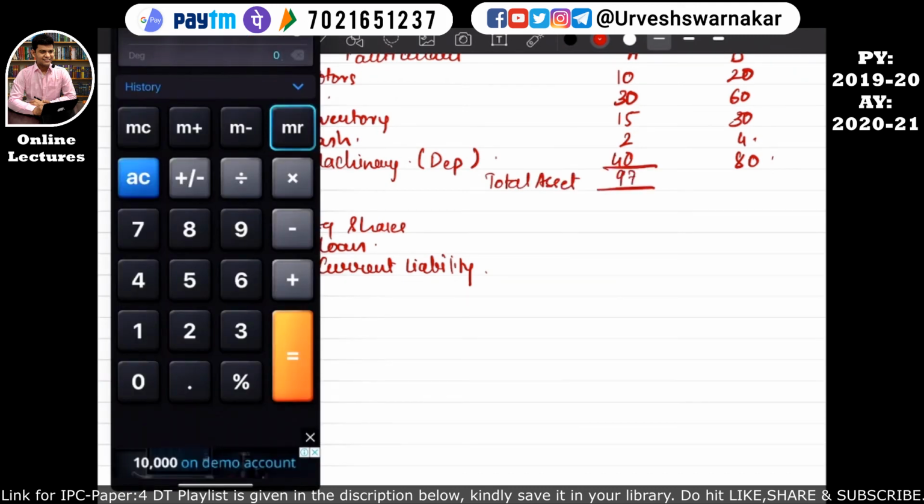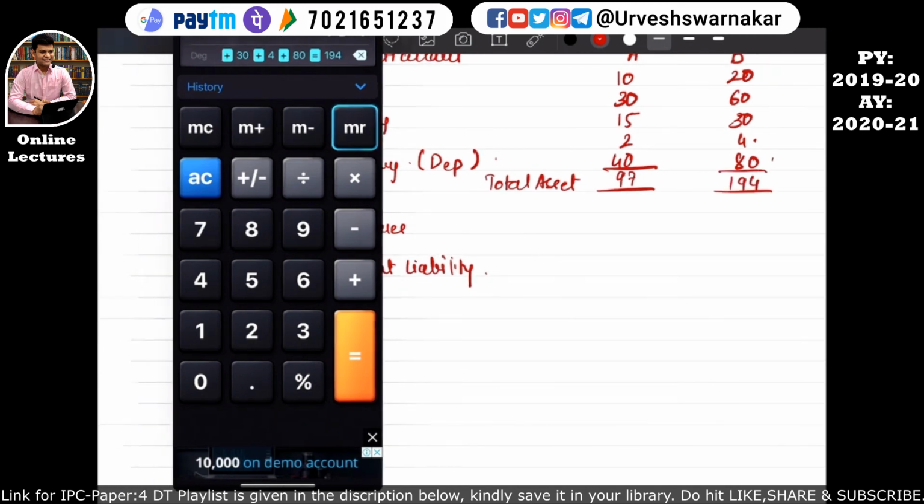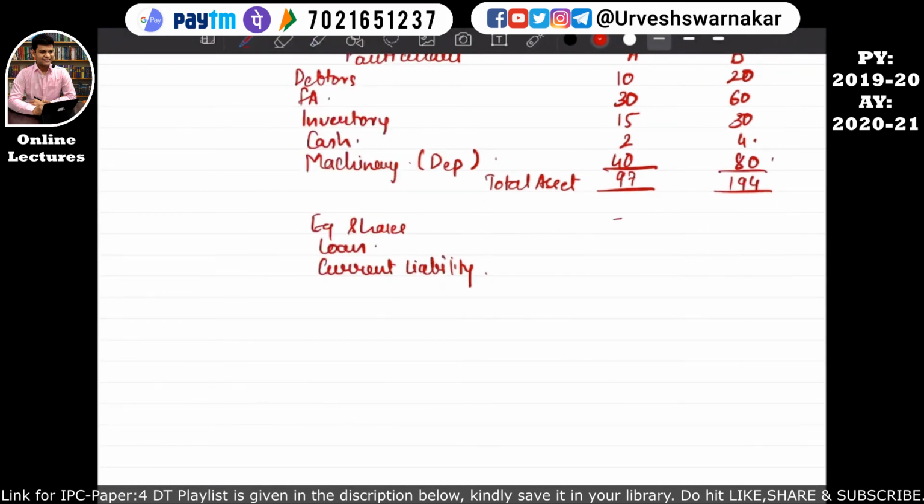Okay, and for unit B: 20 plus 60 plus 30 plus 4 plus 80 is equal to 194. I hope this is quite clear to you all. Over here, equity shares are 50 lakhs, loan is 20 lakhs, and current liability is 27 lakhs. Here, equity is 100, loan is 40, and current liability is 54. I hope this is quite clear. And total liability is 97 plus 97, which is equal to 194. I hope this is quite clear.